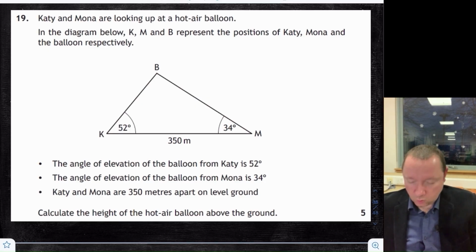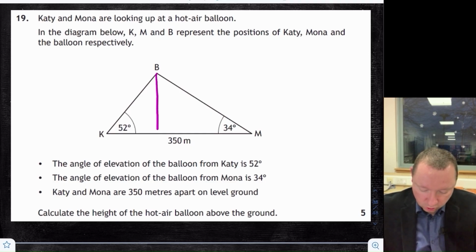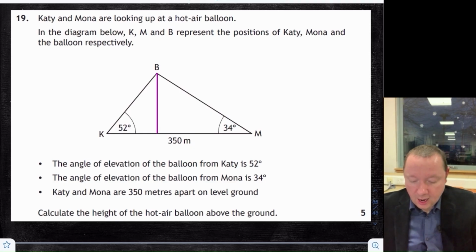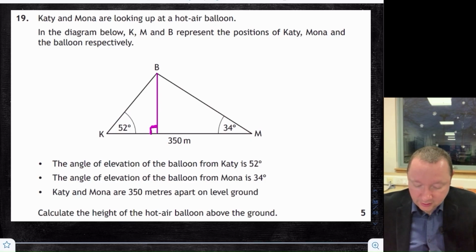It's quite a hard question. It's why it's worth 5 marks. Notice, it's not asking me to calculate any of these diagonals. It wants the direct height. So I can draw in a direct height here, just by drawing a straight line down. And that's the side it wants me to calculate. Do not be tempted to think that cuts this line in half. It does not. So I'm going to need to get one of the other sides in order to use the sine rule or to use SOHCAHTOA to get the height. So that's exactly what I'm going to do.